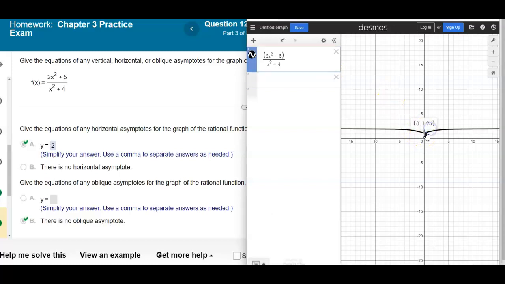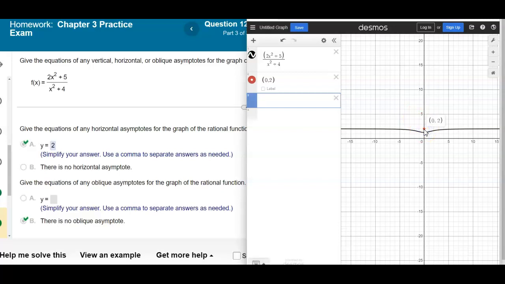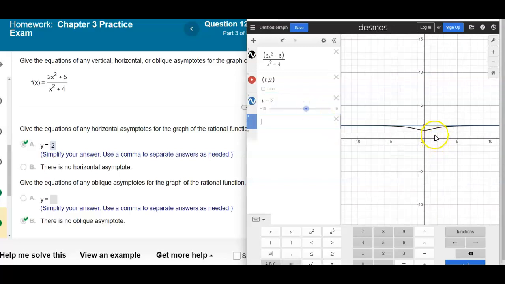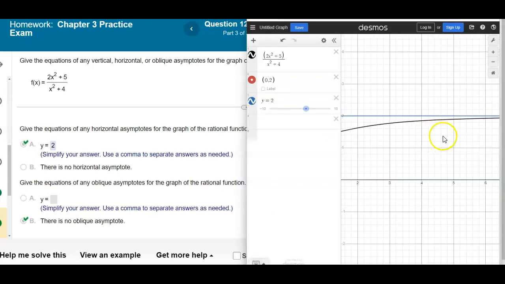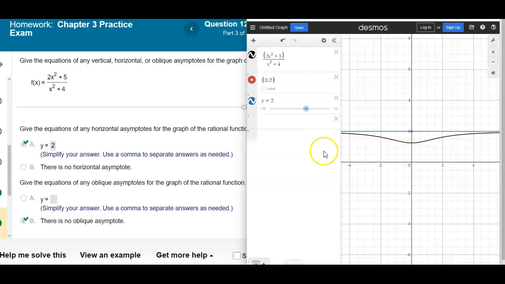Here we have the point 0, 1.25. Then let's plot the point 0, 2, so we know where that point is on the y-axis. And there's that point. Now let's put in y equals 2, which is the horizontal asymptote. You can see here that there is the horizontal asymptote, which means that this graph is never going to go above that particular line. And therefore, that just confirms our result.